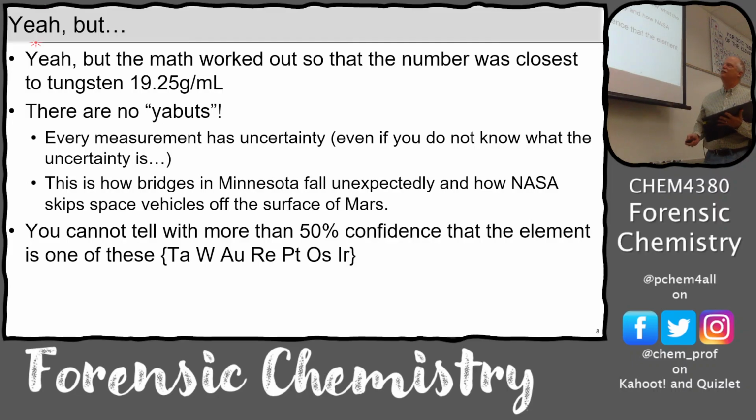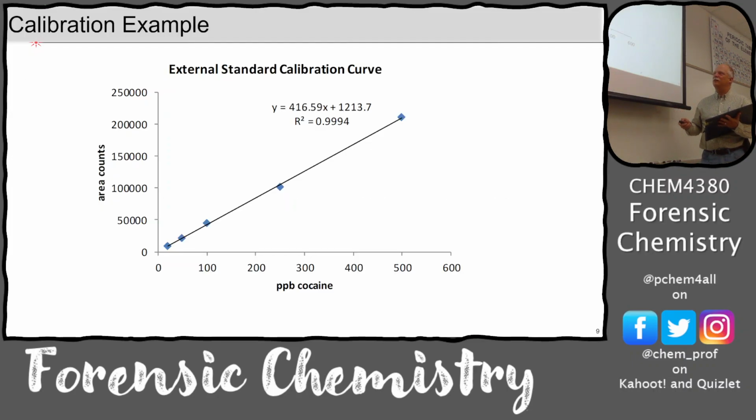And so every measurement has uncertainty, and bridges in Minnesota have fallen because of this, or we've skipped vehicles off of Mars by miscalculating uncertainties. And so we can't tell with more than 50% confidence that it's one of those.